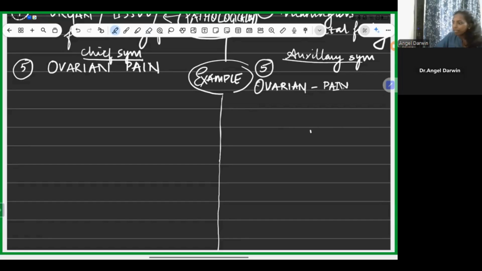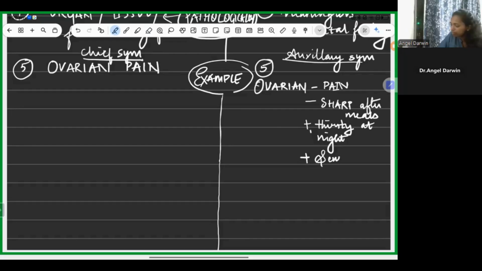Okay. But the pain is sharp. The pain is a sharp pain, and it is specifically after meals. Like after I finish my meals, I'm getting this sharp pain. And also, along with this, I feel very thirsty at night time. And also she's saying I'm feeling very sensitive to cold air since the time I started getting this ovarian pain.